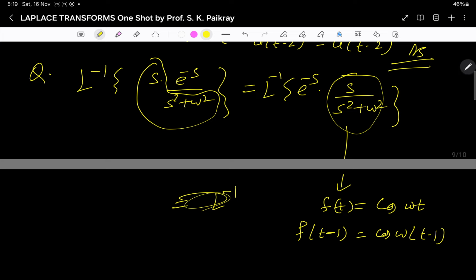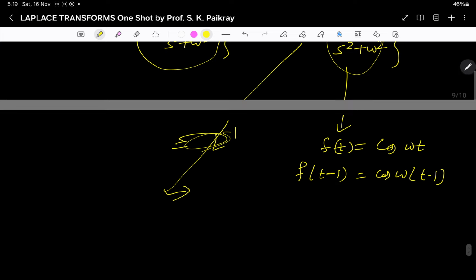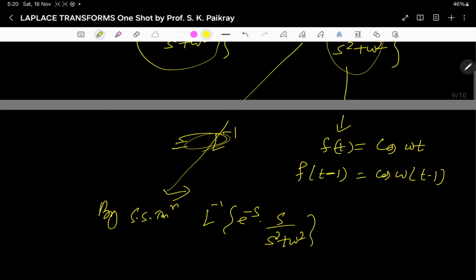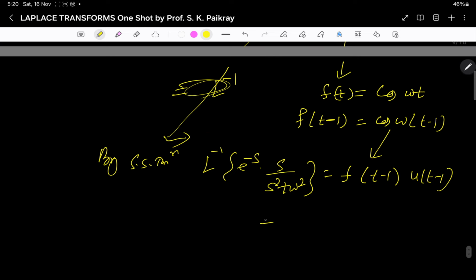So now applying the formula here. By the second shifting theorem it will give me L inverse of e to the power minus s into s by s square plus omega square is f(t minus 1) u(t minus 1). So f(t minus 1) you substitute here. So this is equal to cos omega (t minus 1) u(t minus 1). So this is my answer.